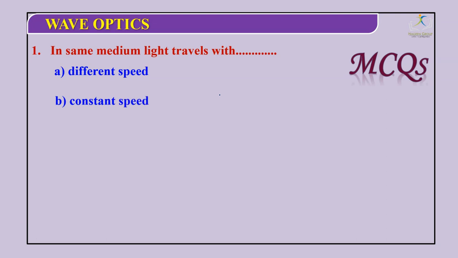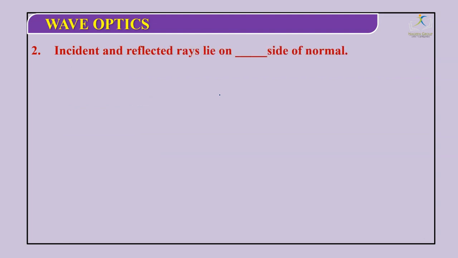In the same medium, light travels with a different speed, constant speed, minimum speed, or maximum speed? The medium is the same here. So students, the correct answer is constant speed. Second, incident and reflected ray lie on dash side of the normal: same, both, opposite, not defined. The correct answer for this question is opposite.